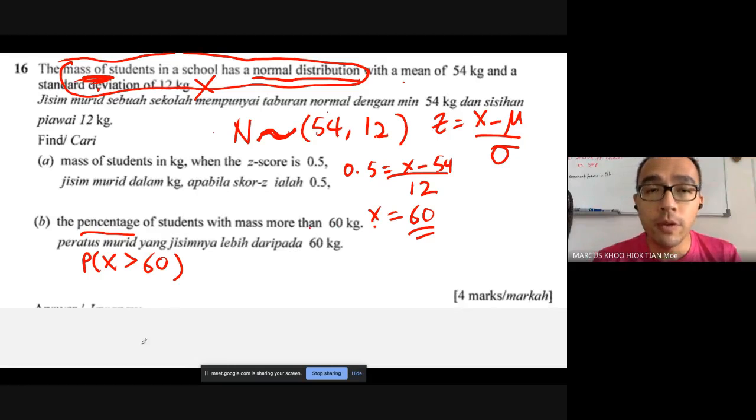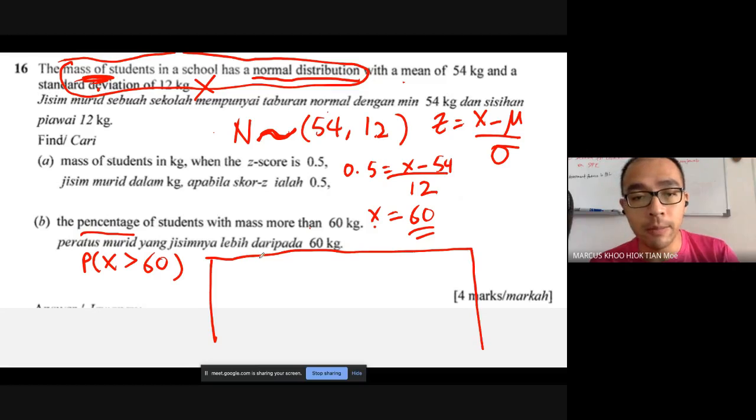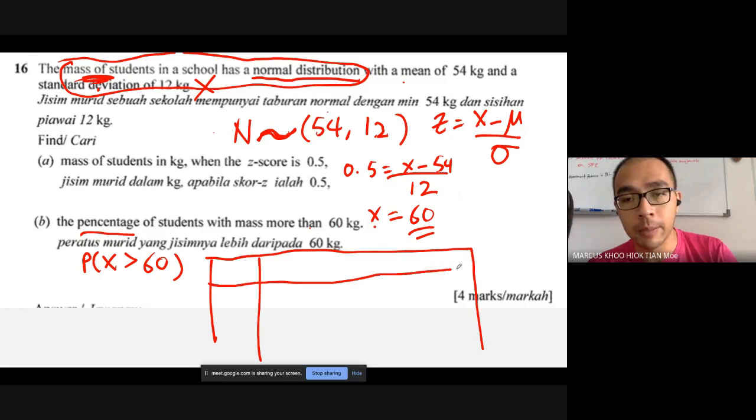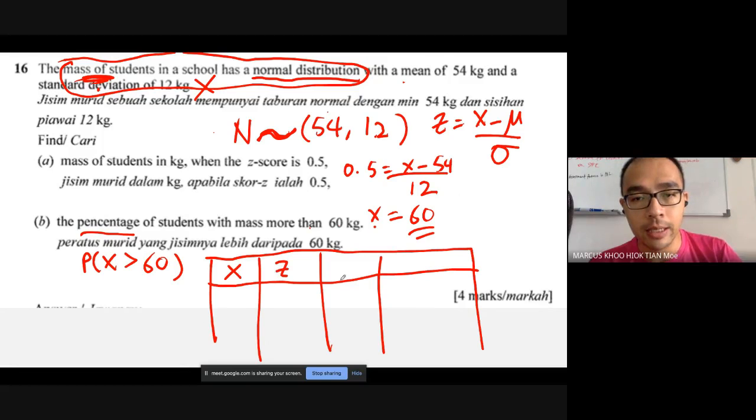If we follow the table method that I taught, what are the 4 things on the table? Let me see. This is x, this is z, this is more or less, less or more, and then finally the probability. The question we want is more. Now I'm going to draw the bell curve as always, just to help me. The x is 60. What is my z-score? My z-score is 0.5. You can always count again, but actually it was already given in part A. Doesn't matter.